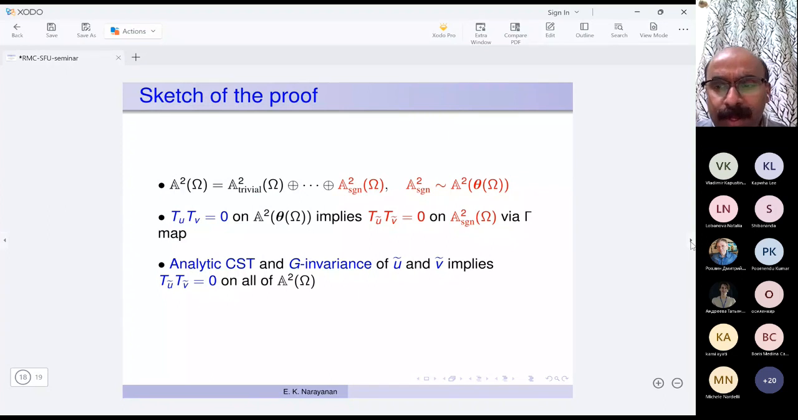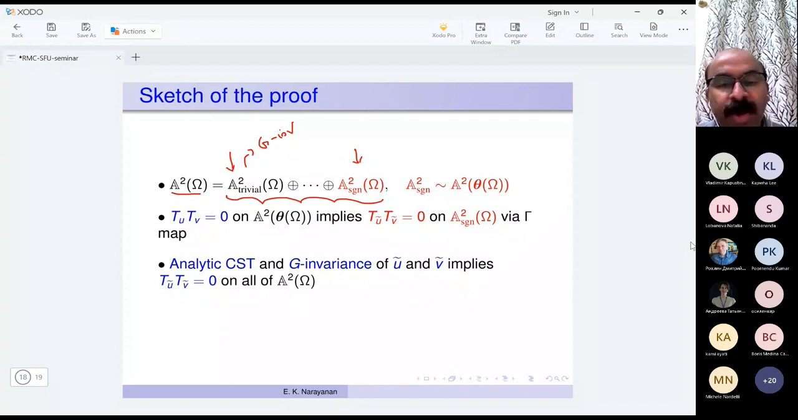Okay, so I'll finish with a sketch of the proof. Now it should be more or less clear to you. You start with A2 of omega, that is our original Bergman space over omega. Decompose it with respect to the representations of G, that is, the decomposition with respect to G hat, right? So there is one which is trivial, there is one which is sign, right? These two are explicit representations. Trivial would mean G invariant functions, right? So these are G invariant.